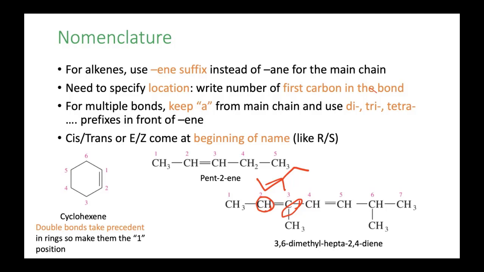So the final name is going to be 3,6 because we've got 3 and 6 for our methyls. So dimethyl. Hepta is 7, and then you have that A, like this rule: keep the A from the main chain. Hepta, 2, 4, diene. So that's the di, and then ene. So this one's a little tricky, but it was something that they wanted us to point out.